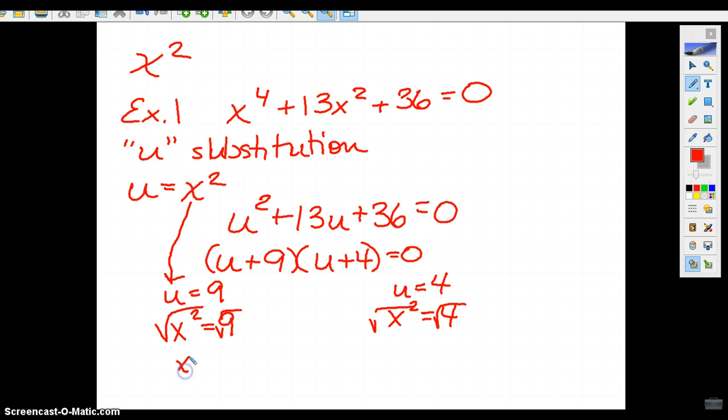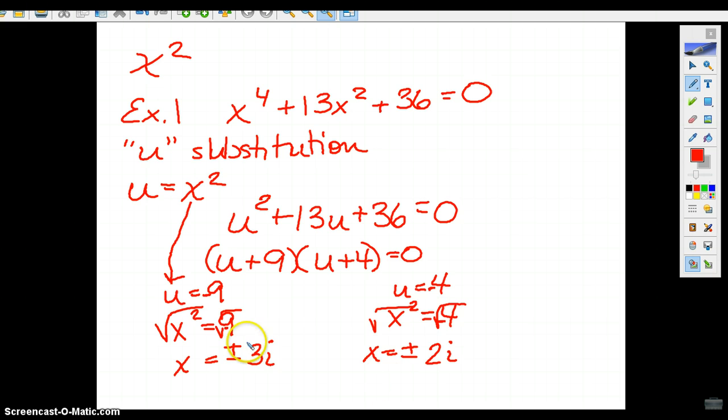So then x is equal to, and keep this in mind, x is equal to plus or minus 3. And x is equal to, oh my goodness, you guys didn't catch me. These should be negative 9 and a negative 4. So this should be negative 9 inside and negative 4 inside. So this should be plus or minus 3i. And x equals plus or minus 2i.